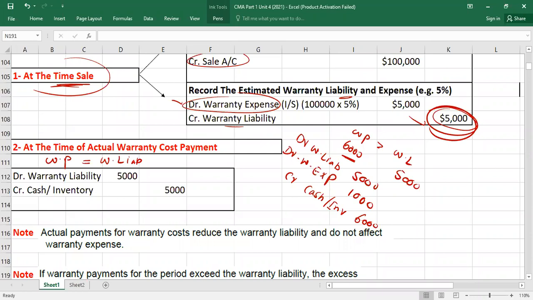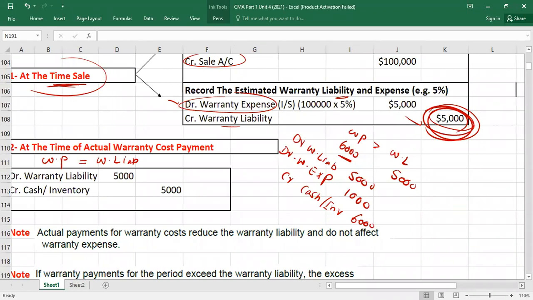Understood? It means warranty expense can be recorded again if your warranty payments are greater than the warranty liability. Because it is a change in estimate. Initially you estimated 5,000, later on it became 6,000. It's a change in estimate, so you don't need to adjust previous records. Retrospective effect is not required; prospective effect is required. Scenario number three, I hope that's clear.